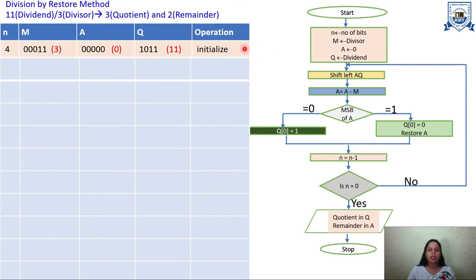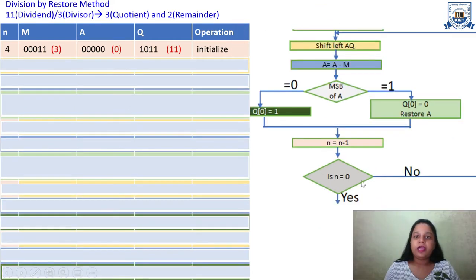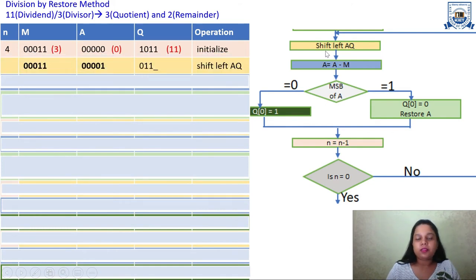Now see, for your help I have color coded this. If this is of this color, the matching row will be of the same color. I have zoomed this portion so that your visibility increases. Now we have initialized our table, as you have seen in the previous slide. Next, we have to shift left AQ. So what is AQ? You have to write this in the same order, otherwise it will be a problem in solving this question. So please follow the same order if you are solving any question.